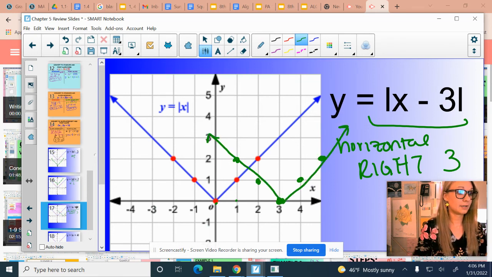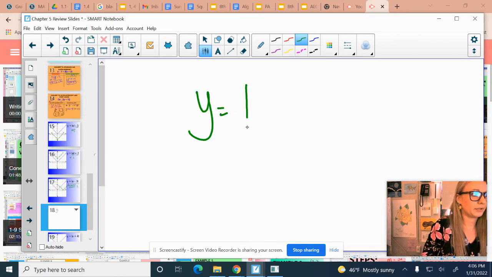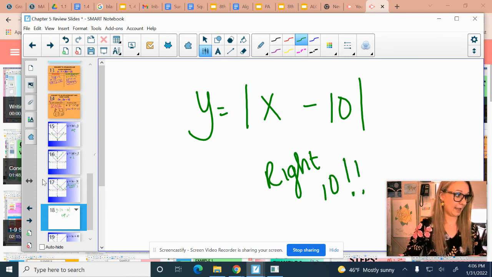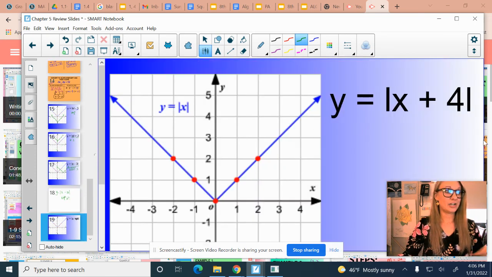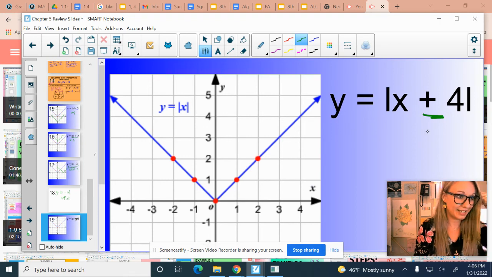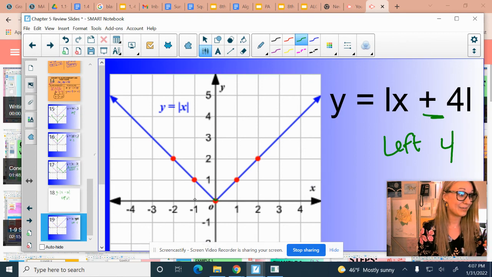Or like if I showed you y equals absolute value of x minus 10, that might look like it's left 10, but absolutely not. That is right 10. Okay, and then last one, you see that your number's inside your bars, which means that you're going left or right. If it's +4, think opposite. It's left. It's left 4. So take this guy, go 1, 2, 3, 4. And then you just go and graph your heart out.